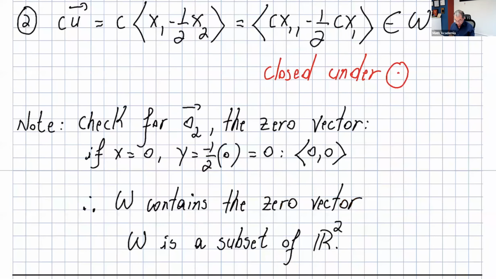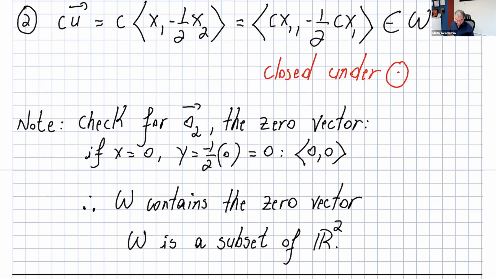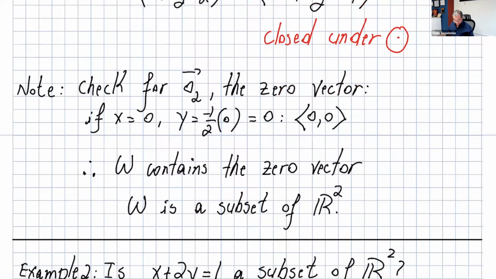I put a note. We can check to see if it contains the 0 vector. If x equals 0, y equals 0, yes, it does. So it does contain the 0 vector, so it's for sure a subspace. W is a subset of R2. So it's important here to check this last part if you're not sure.